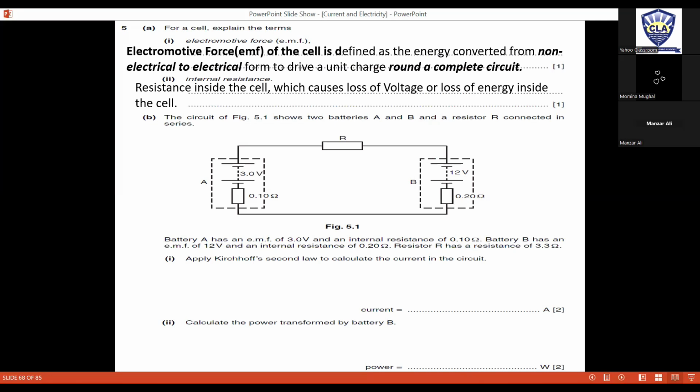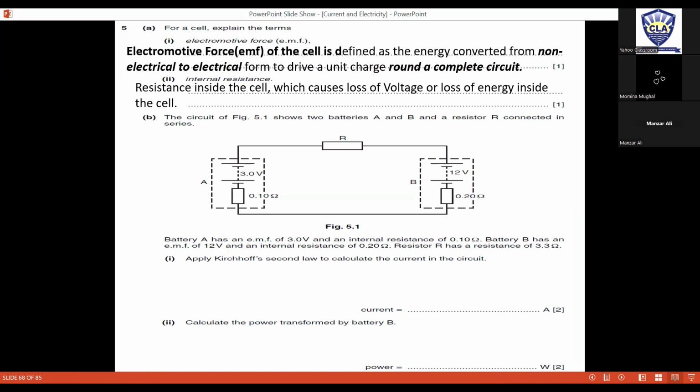Now we have a closed loop. In this case, there are two batteries or two cells connected and they are in series. And there are three resistors, 0.1, 0.2, and R is 3.3. So this is a single loop. There will be a single current in the circuit. And according to Kirchhoff's second law, the sum of EMFs must be equal to the sum of the potential differences across each resistor.